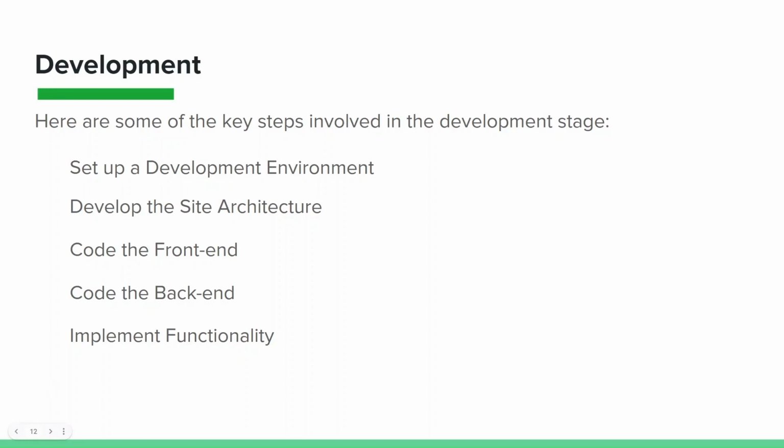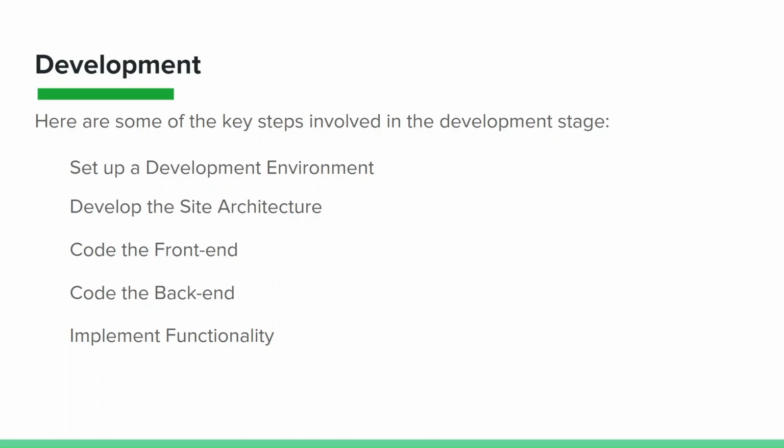The next thing you want to do is implement the actual functionality. So once the front end and the back end are developed, it's time to implement the site's functionality. And this can involve integrating third-party APIs and setting up forms and other user interactions and ensuring that the site is responsive and mobile friendly, which is more and more important nowadays as Google is ranking websites that are responsive on different devices higher than the ones that don't.